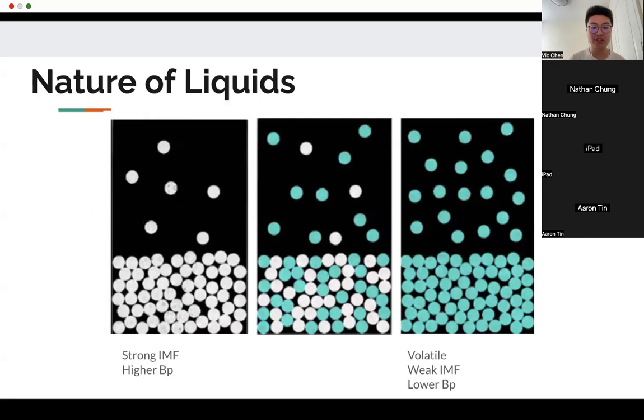Now, the nature of liquid. This is very important. Disregard the colors, just focus on the number of dots and essentially the density of the dots that you see. Now, in these diagrams, the liquids are represented on the bottom in a certain container. Now on the left, all the circles with all the gray, this has a strong IMF. IMF refers to the intermolecular forces of attraction between the molecules within the liquid.